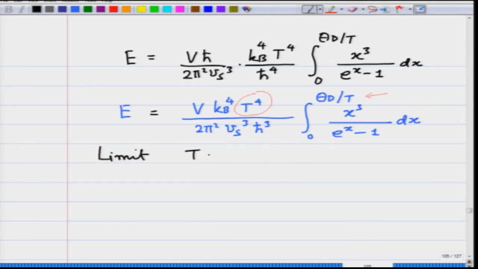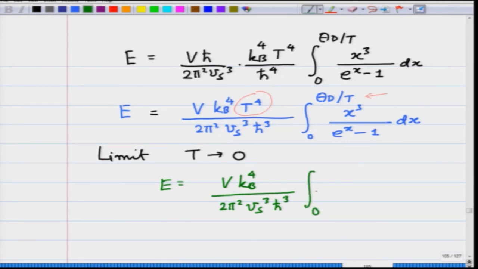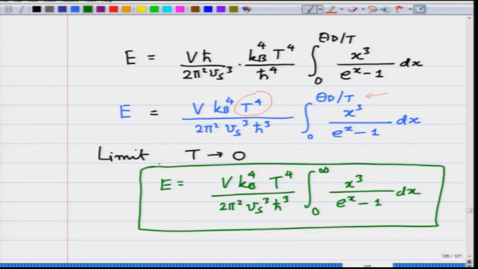So, if I take the limit of T becoming very small, in that case E becomes V k b raised to 4 over 2 pi square v s cube h cross cubed, integral 0 to infinity, and there is a T raised to 4, x cubed over e raised to x minus 1 dx, and then the dependence on temperature for the total energy becomes exactly T raised to 4, which is like the photon energy. And notice that this integral is a number, it does not depend on T anymore. So, this is exactly like photon dependence.